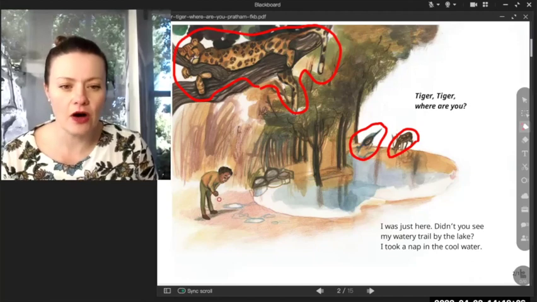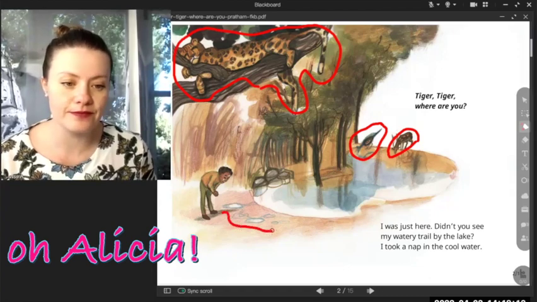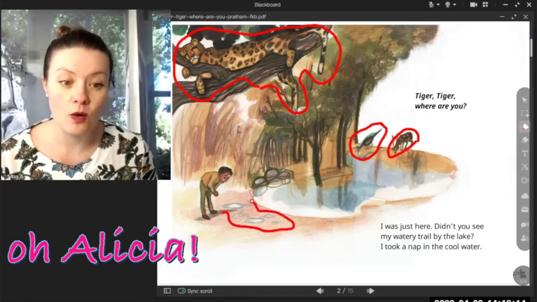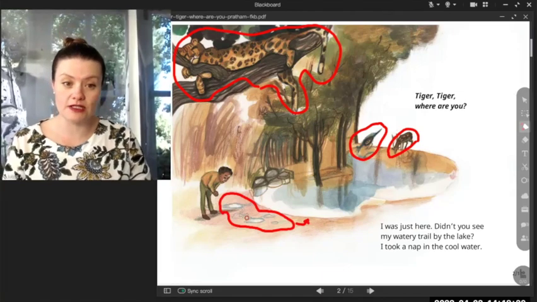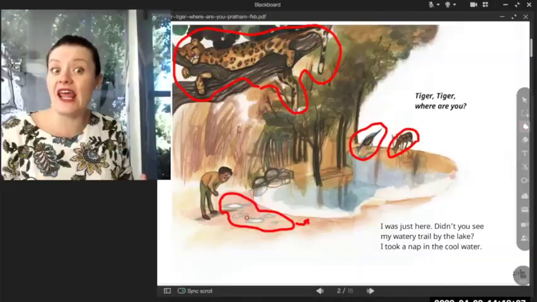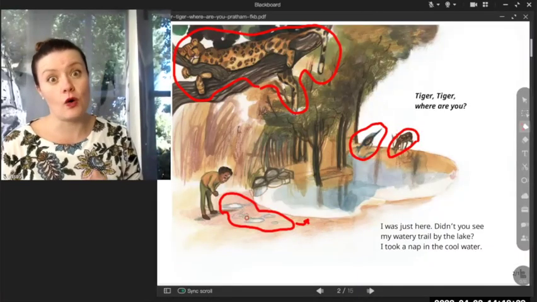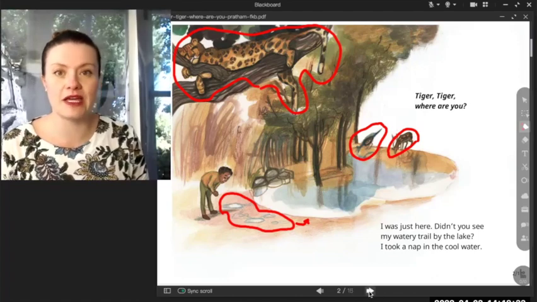And here, oh, here's the man and he's looking at something. What does he see? We can see a watery trail by the lake. And this is where the tiger was. He came there to take a nice cooling bath and then a nap before going off somewhere. Let's see what the next page holds.